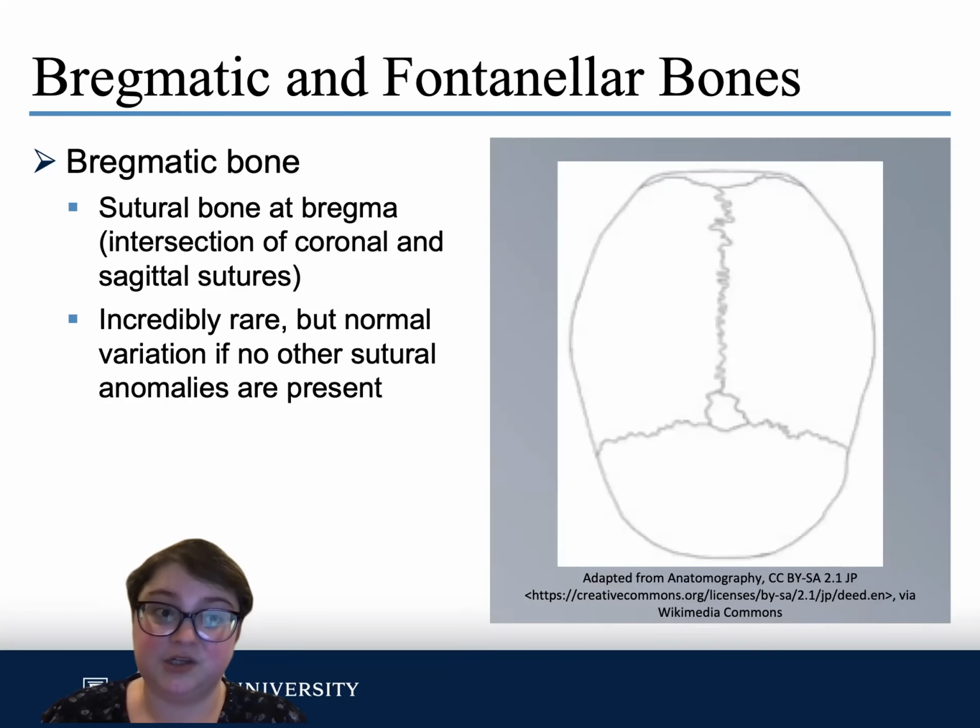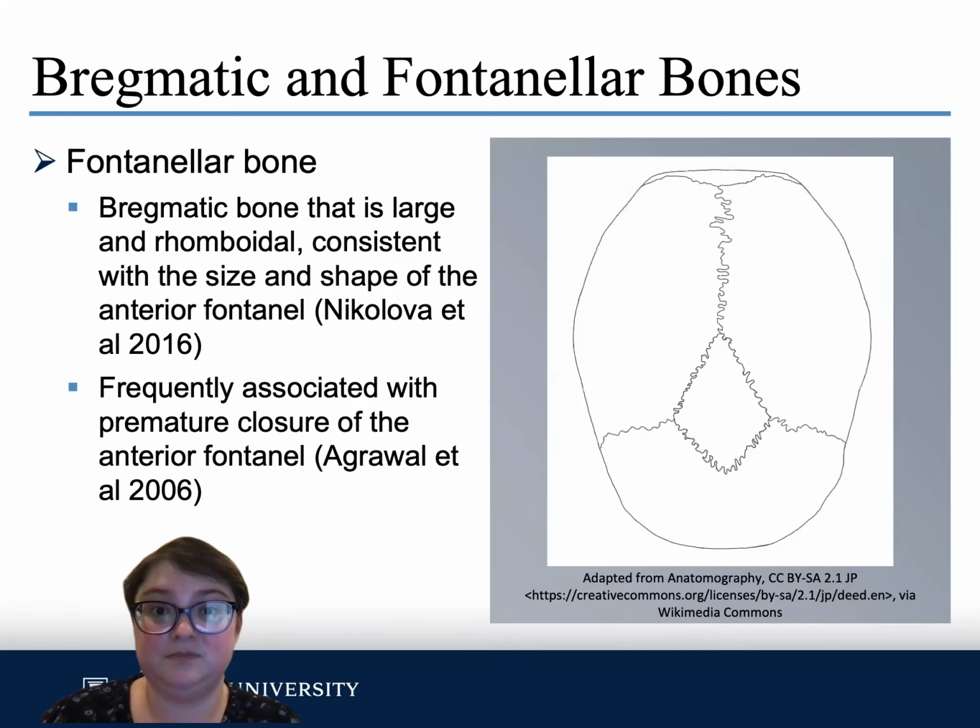A third distinction that is crucial to identifying pathological sutural bones in paleopathology is that between Bregmatic and Fontanellar bones. Bregmatic bones are sutural bones located at bregma, the intersection of the coronal and sagittal sutures. Sutural bones at bregma are incredibly rare, but are a normal variant when found in isolation. However, they can be pathological when found in association with other sutural traits.